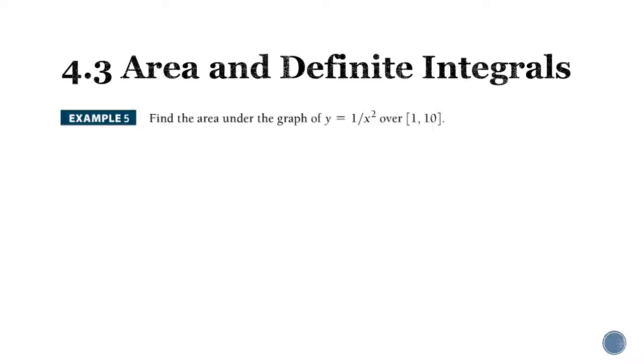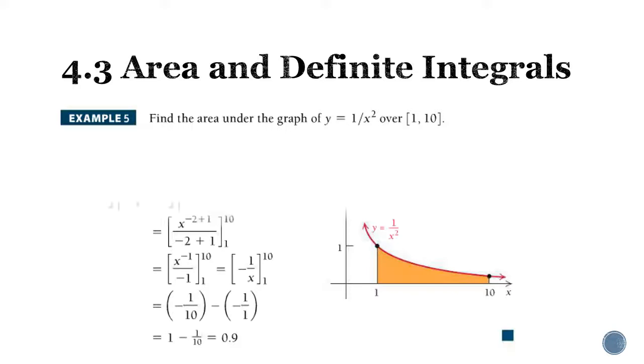All right, try this example. You got 1 over x squared. I would make that x to the minus 2. Pause the recording, give it a try, and resume to check your answer. And you should have gotten 0.9.